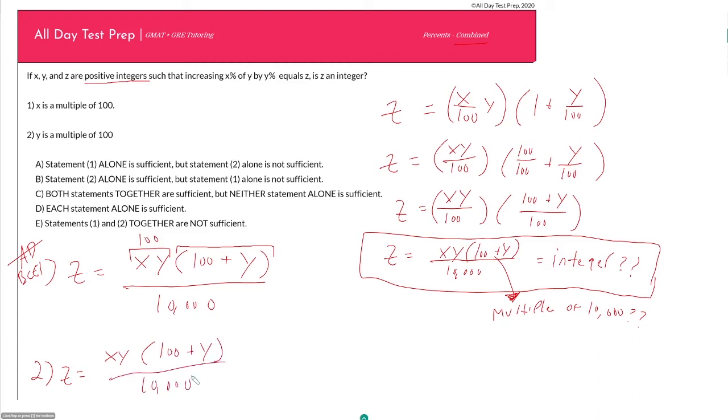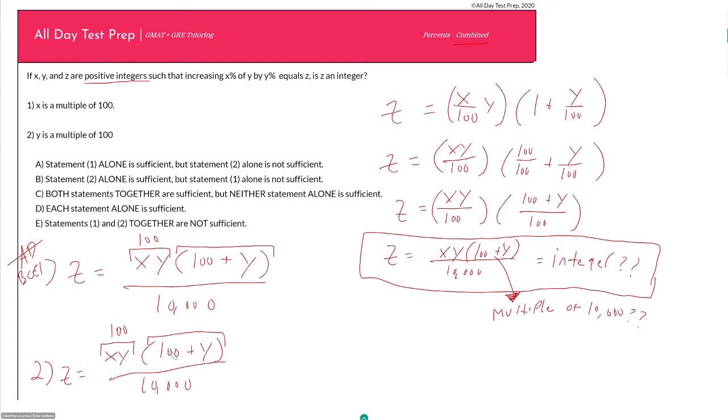So here I know y is a multiple of 100. So that means in this term here, my xy, I have a 100. So now it's not coming from the x, now it's coming from my y, but still that means this entire term here, x times y, must be a multiple of 100. And so the question once again becomes, do I have another 100 in this term here? Because that is what I need to make a 10,000.